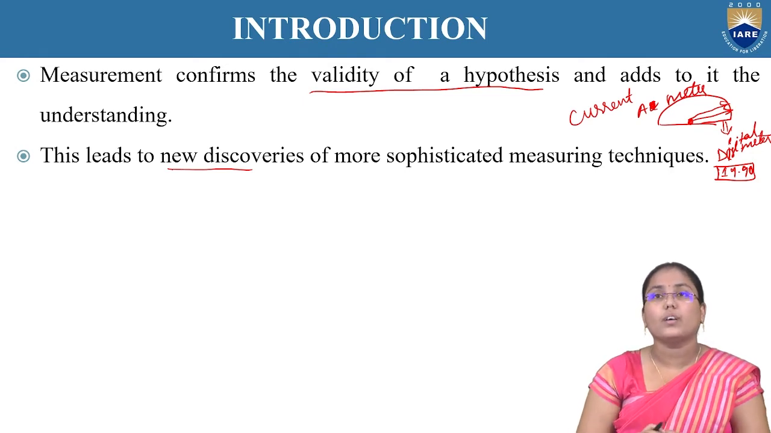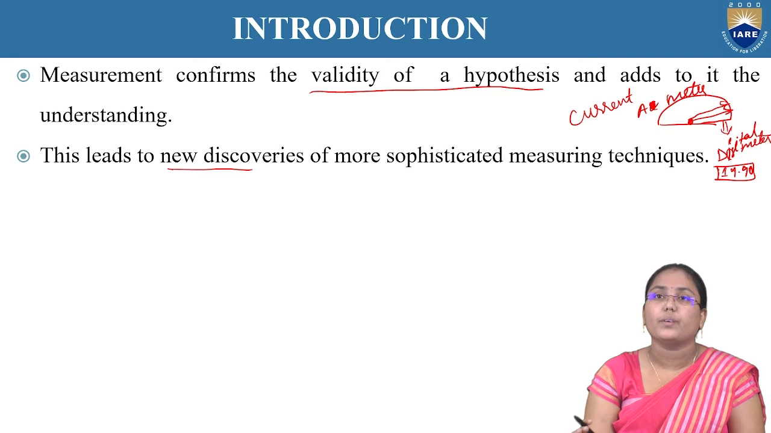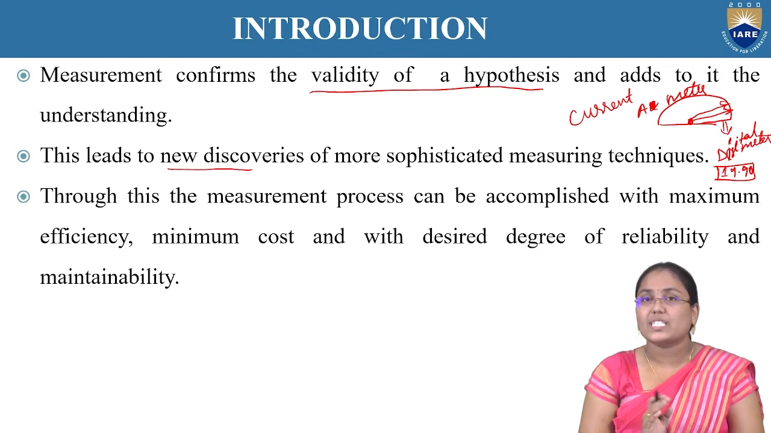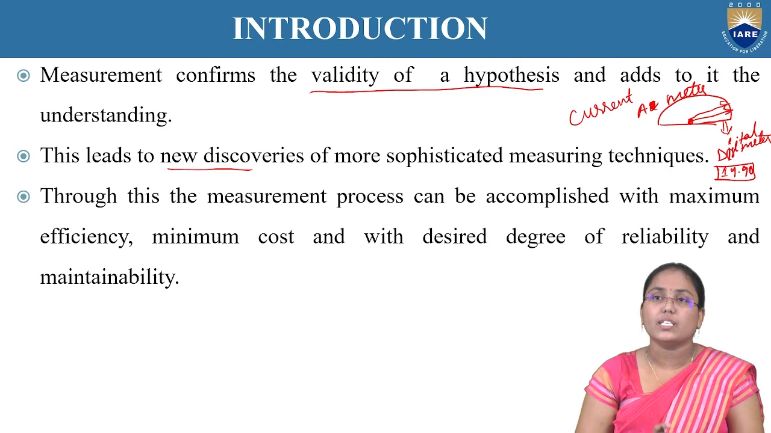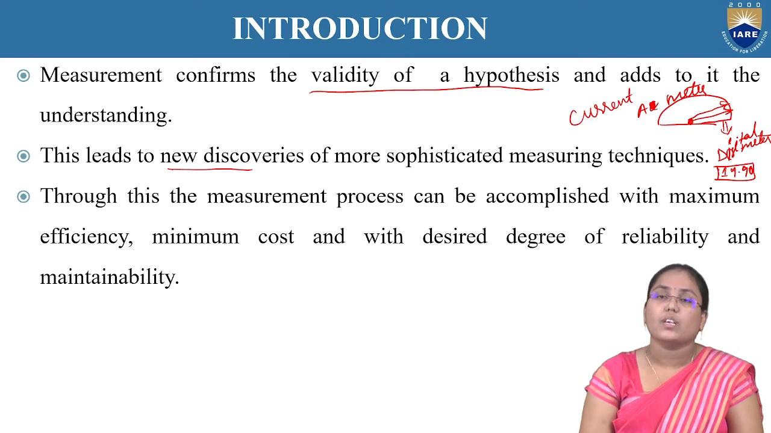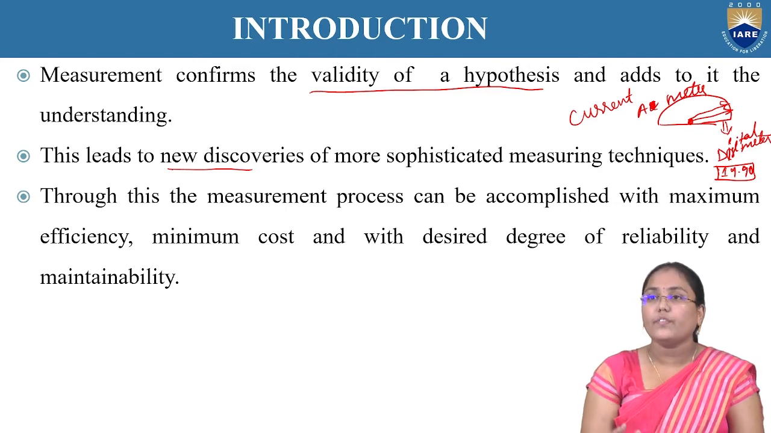Once we know how the particular measurement is being done, how the measurement process takes place, then we can discover more sophisticated measuring techniques. Through this, the measurement process can be accomplished with maximum efficiency, minimum cost, and with the desired degree of reliability and maintainability. By discovering more sophisticated techniques, we can accomplish maximum efficiency, that is maximum accuracy, in the measurement process with a minimum cost.